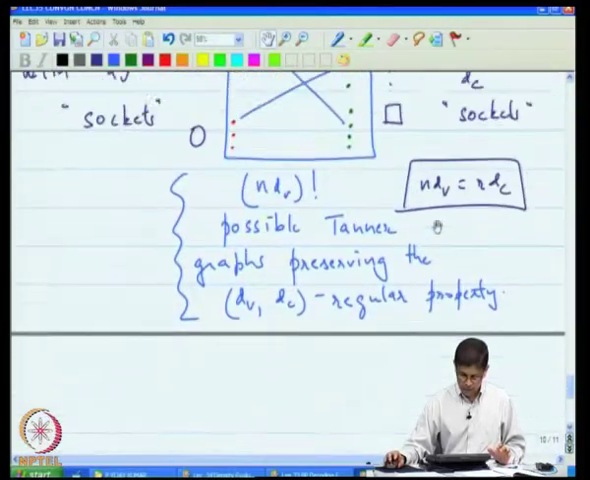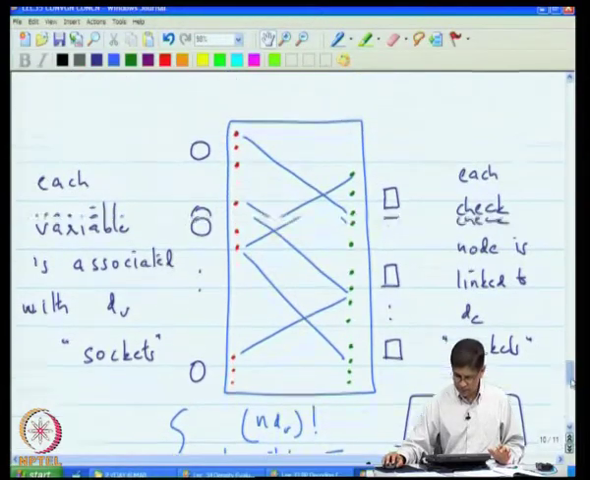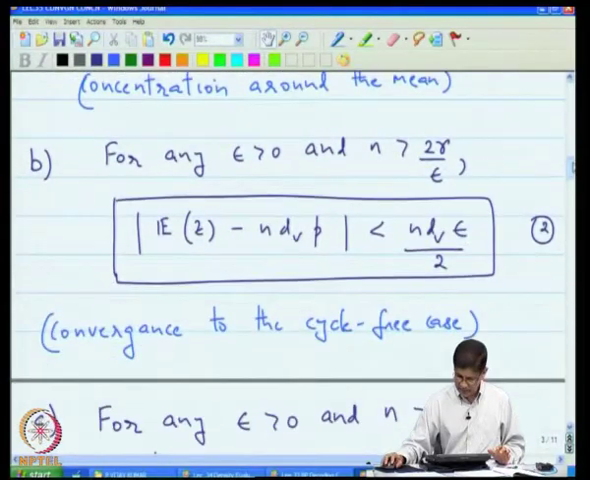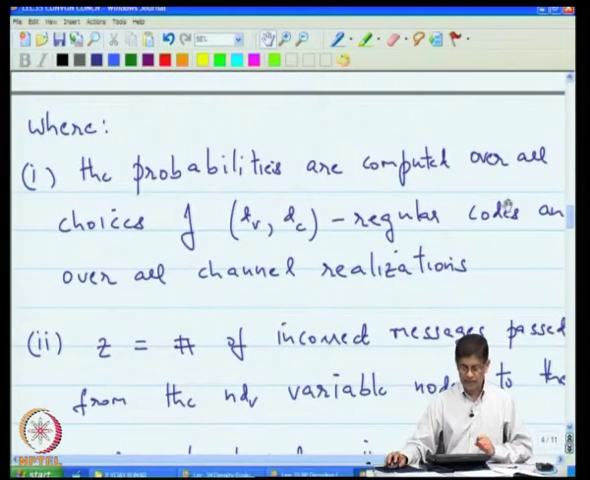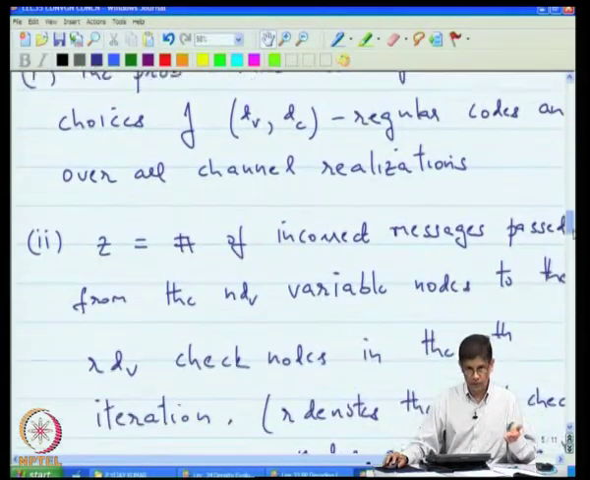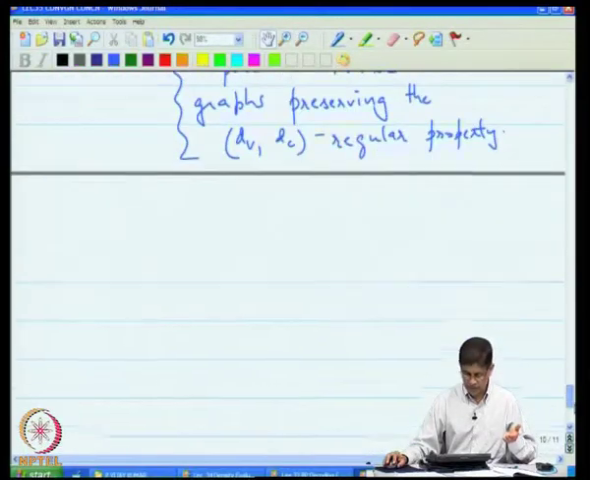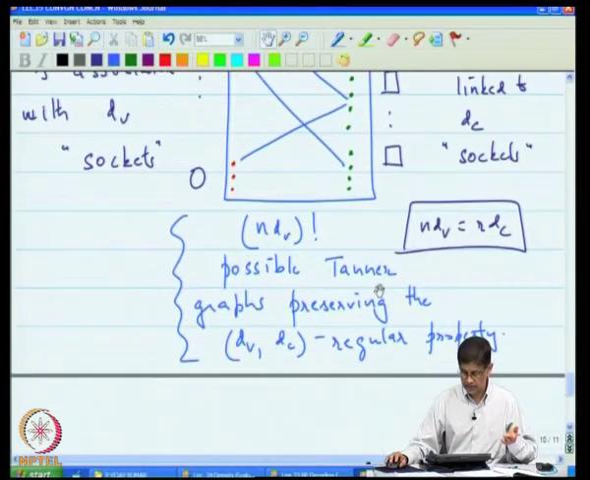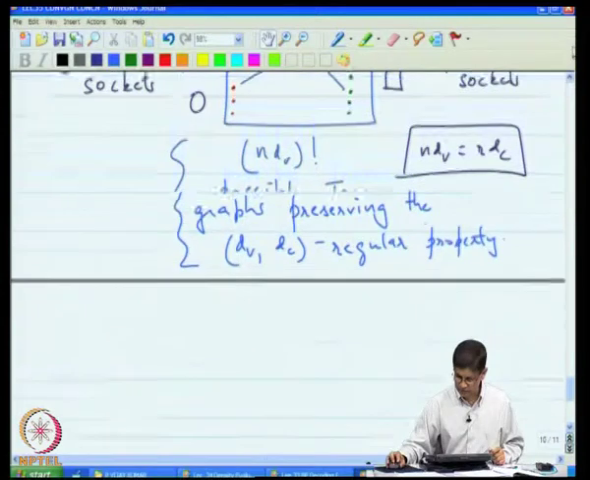Okay. So, now this explains the last part of the theorem, because right in the beginning when I introduced the theorem, I said that look, the probabilities are computed over all choices of dV dC regular codes. Okay. So, what this is doing is explaining what this collection of codes over which you are averaging is. It is namely the collection that is obtained by treating this as a permutation and determining which socket is connected to which socket on the right. Okay. So, that is the ensemble over which you will average.